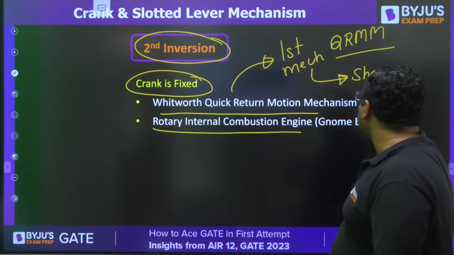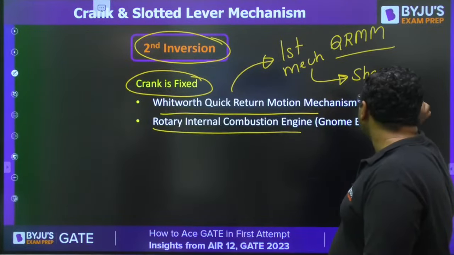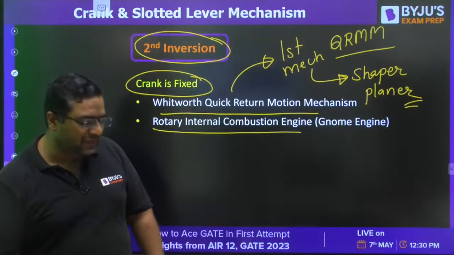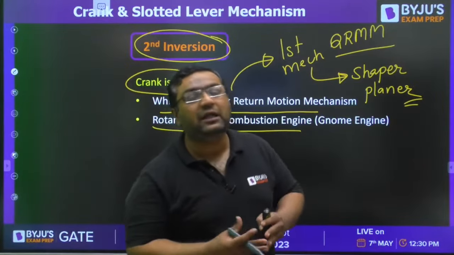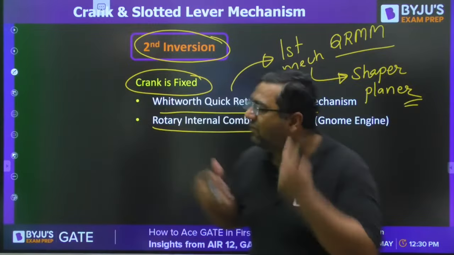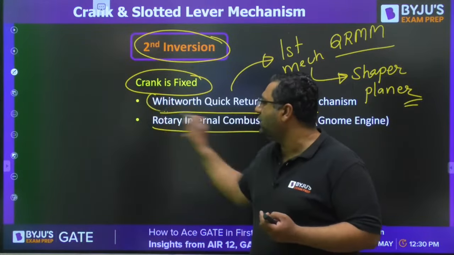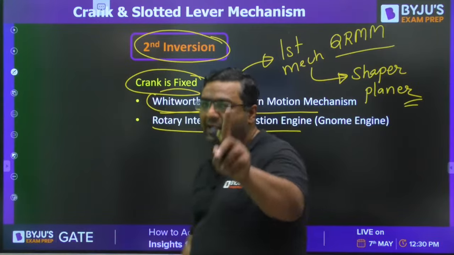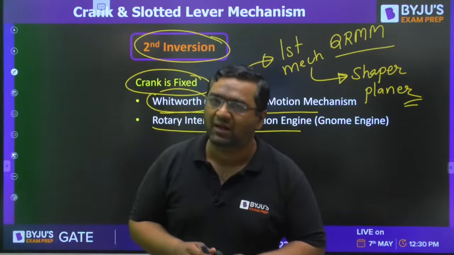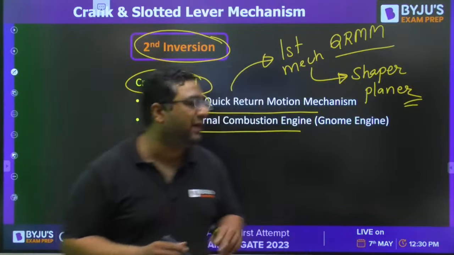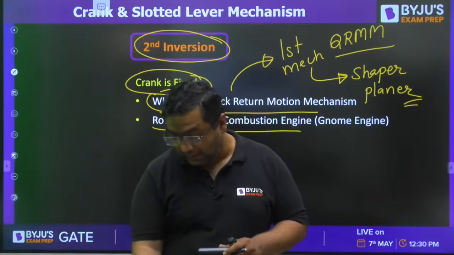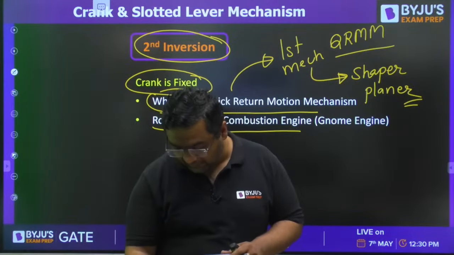You may be saying, sir, you are contradicting your statement. In the starting you said the crank and slotted lever mechanism is the mechanism on which shaper and planer work, and now you say the very first shaper and planer was made on the Whitworth. I said the very first was made on the Whitworth. After that, a lot of improvements were done, so nowadays all shapers and planers are made on the crank and slotted lever mechanism. Is it clear for everyone?